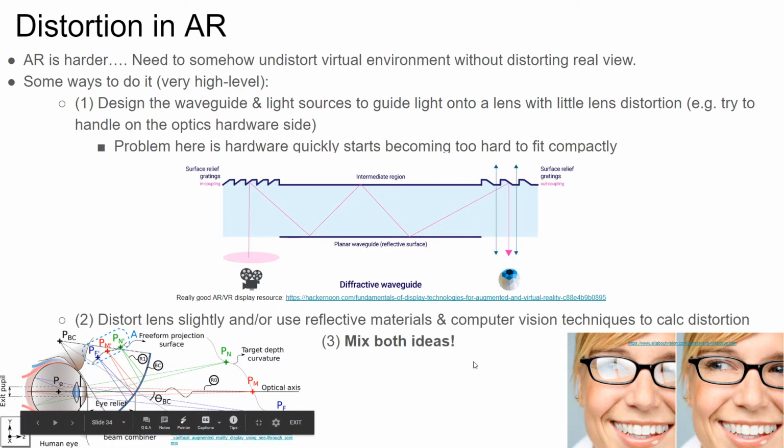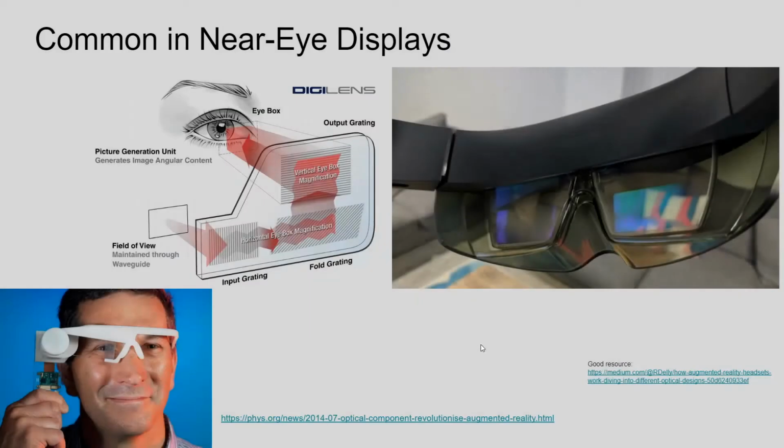More commonly, we just mix both of these ideas. For example, the HoloLens and Magic Leap just mix both of the ideas. I mean, they have some lens distortion, and they also have really complicated waveguides. It's probably one of the reasons why they're so expensive. So just to illustrate the point, this is the HoloLens, and this is its lens.